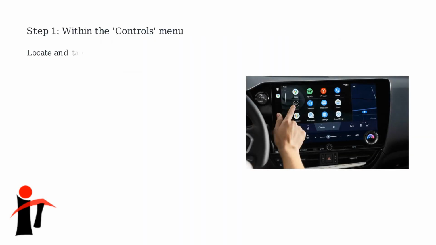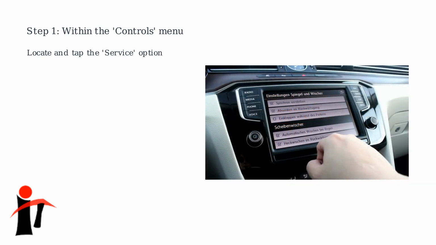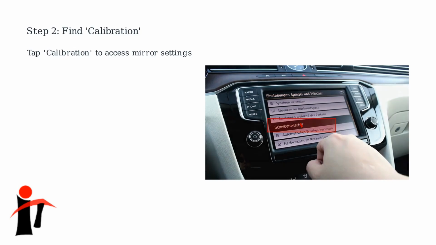Within the Controls menu, locate and tap the Service option. This section contains advanced settings. Then find Calibration. This menu is where you can fine-tune various vehicle features, including the mirror settings.